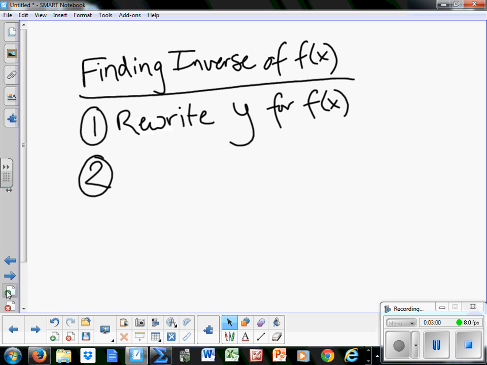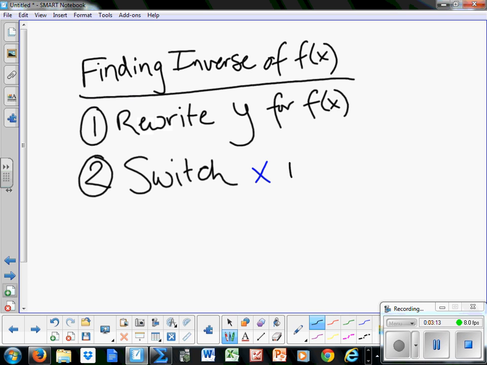The next thing that we're going to do is, as I've been saying a few times, switch our x and y. So we're going to put x's where y's were and y's where x's were. Whatever it was beforehand, we're just going to flip-flop it into different places. And we'll see some examples of this on the next couple of slides.